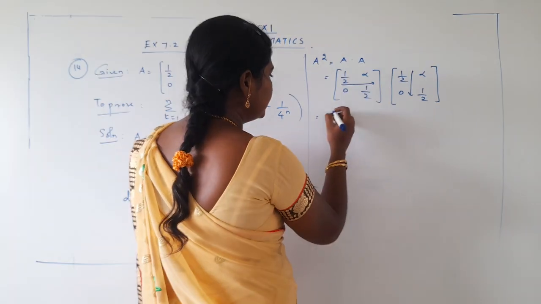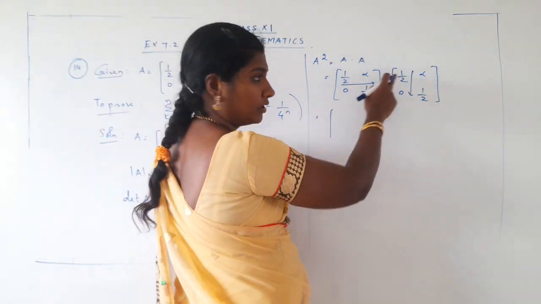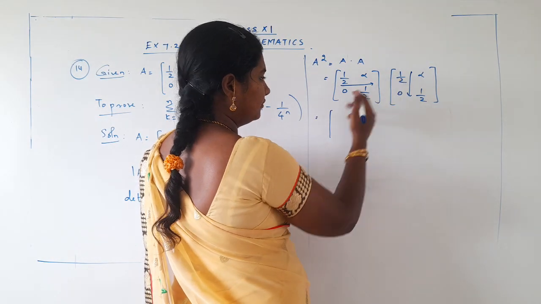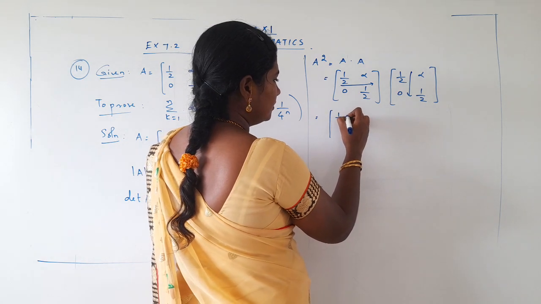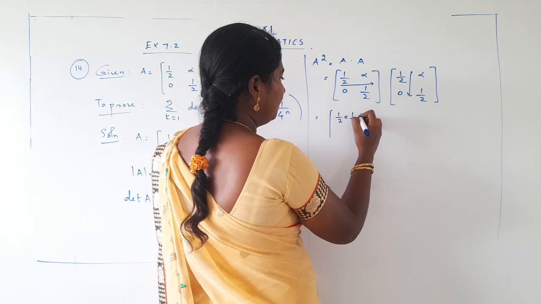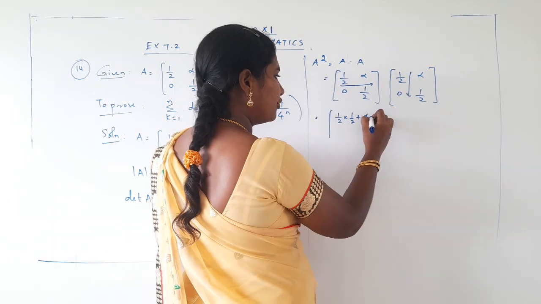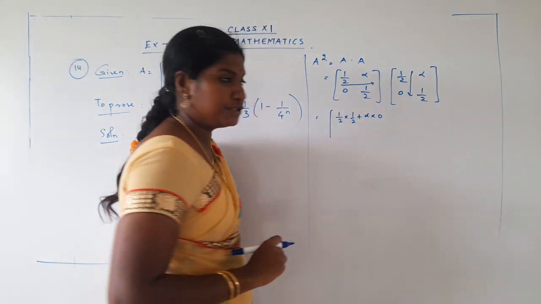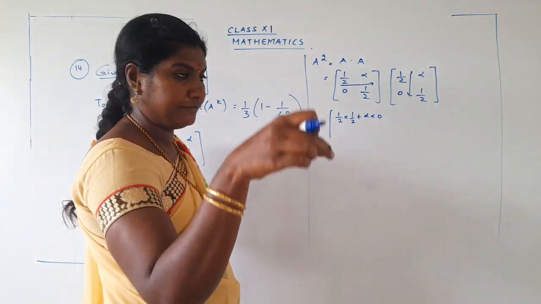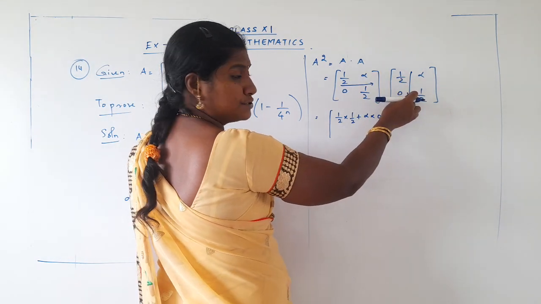So what is the answer here? See the answer here? Half into half. It is half into half I put. Then plus alpha into 0. I will just write the steps for you. First step, alpha into 0. So I have completed the first row, first column: half into half plus alpha into 0.